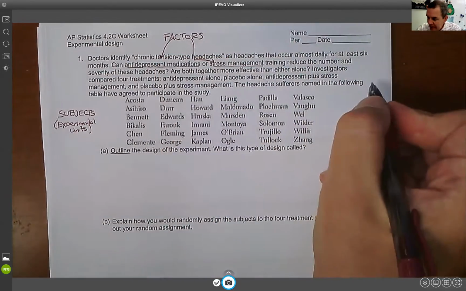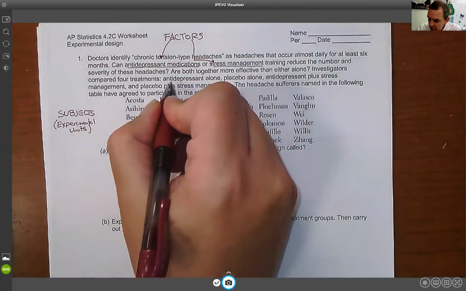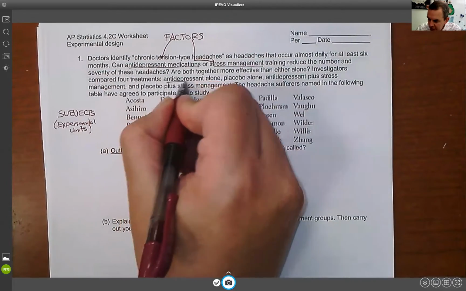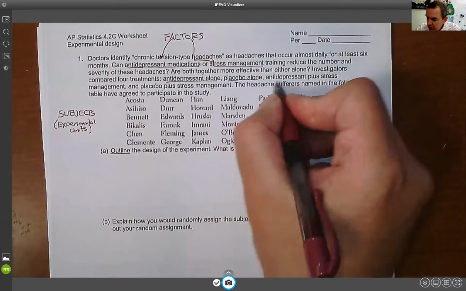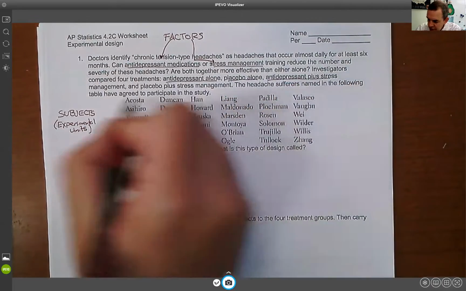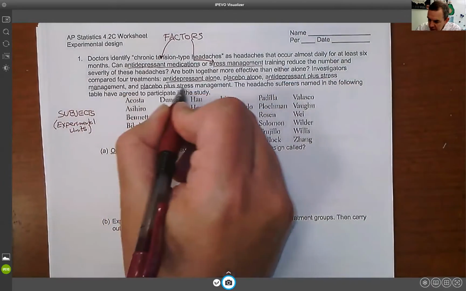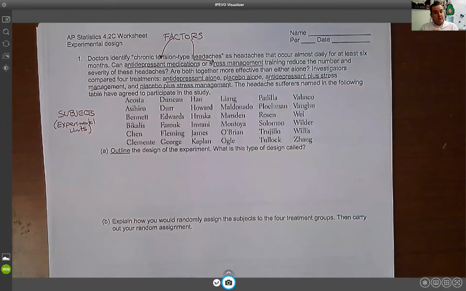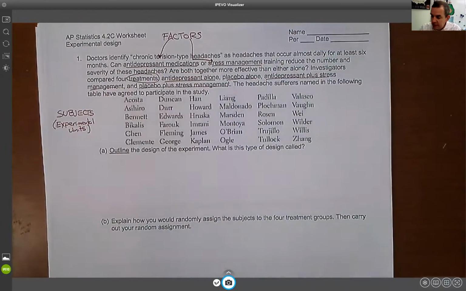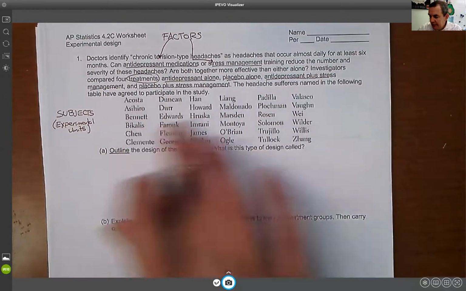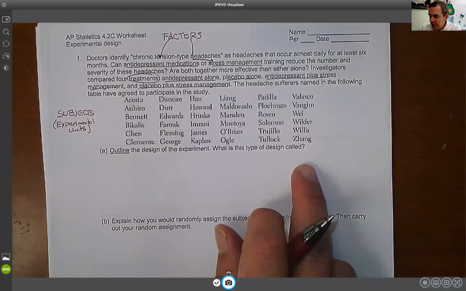So in this case, we have 4 treatments: antidepressant alone, placebo alone, antidepressant plus stress management, placebo plus stress management. What that means is I have 4 different things that I'm applying to my subjects. Those are my treatments. So what we have here is our 36 people. Now what we want to do is outline the design of this experiment.